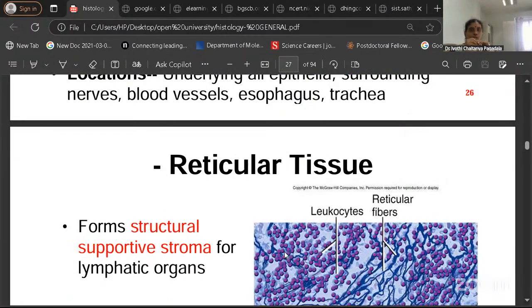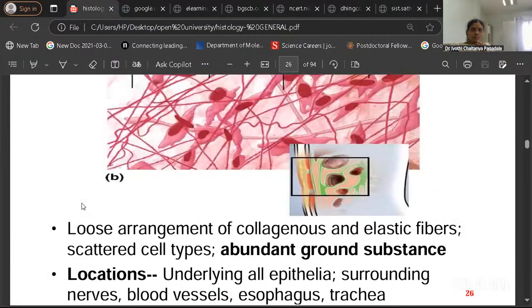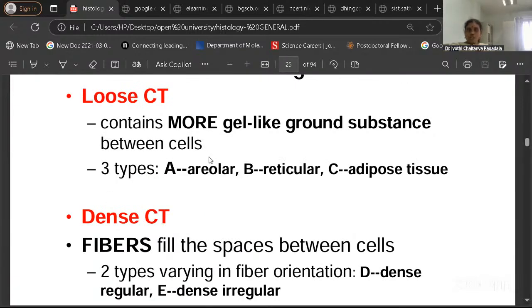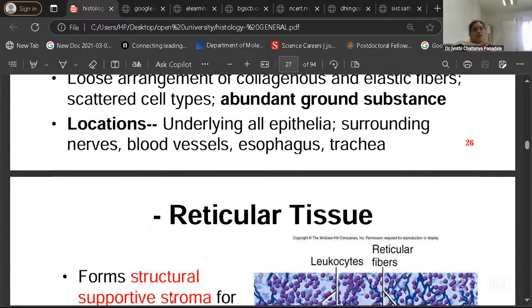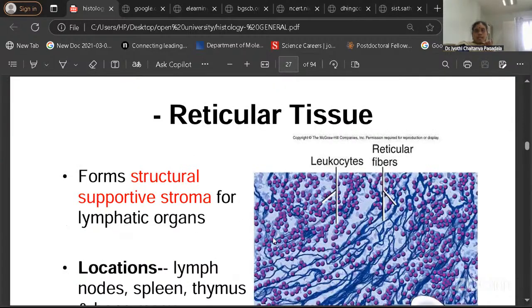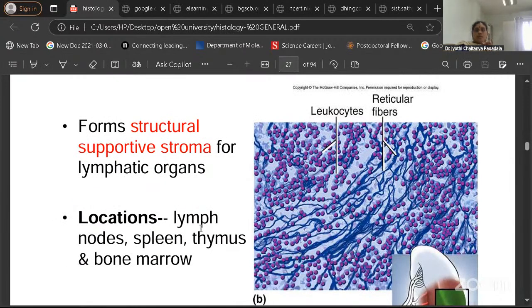When coming to reticular tissue, this reticular tissue comes under loose connective tissue. It forms a structural supportive stroma for lymphatic organs. Here you can see the presence of leukocytes and reticular fibers. So these reticular fibers you can see in the kidney, lymph nodes, spleen, thymus, and bone marrow.